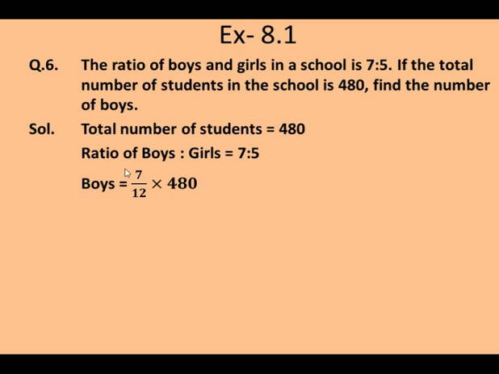So boys, ratio of boys upon sum of ratio into quantity. Okay. So 7/12 into 480 and we will get 280 boys. Okay.